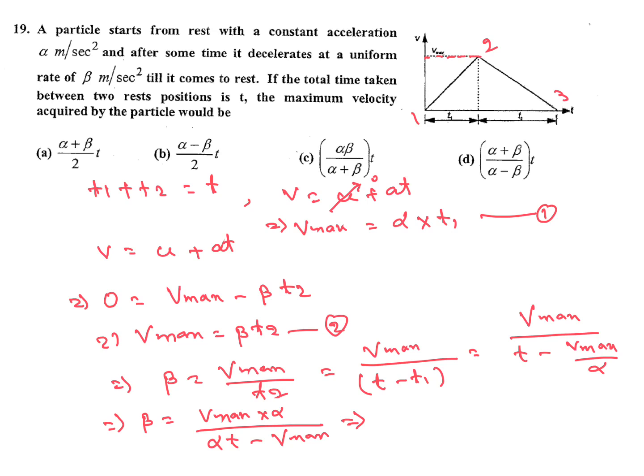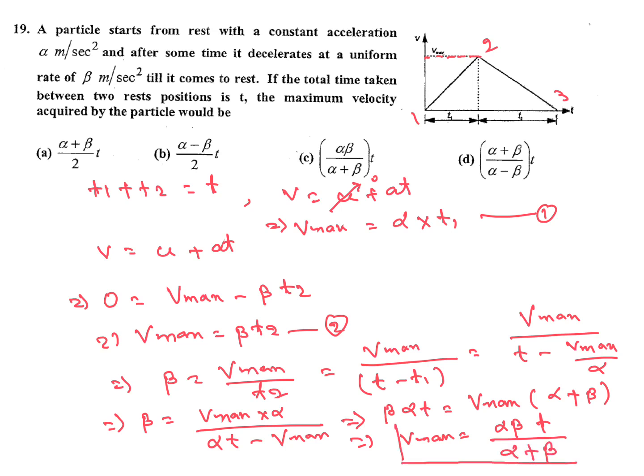So if we solve this one, we will get beta alpha T equal to V max, we'll take common, it's alpha plus beta. So in the question it asked V max, so alpha beta T by alpha plus beta is our answer. From the options, alpha into beta by alpha plus beta whole into T, C is our answer.